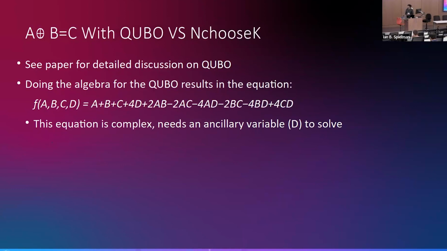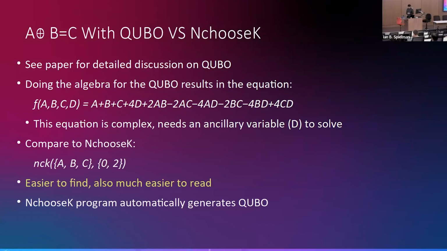So let's see an example of how QUBO can be difficult, right? This is the XOR equation with QUBO, and then we'll compare it to nChooseK. For doing the algebra for this equation, we need an ancillary variable d. The equation, as you see, is quite complex, and it is not very intuitive in the coefficients it chooses for the variables. For those of you who know set intersection problems, maybe this seems easier.